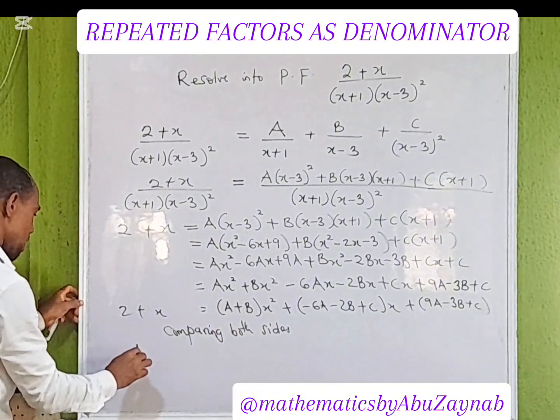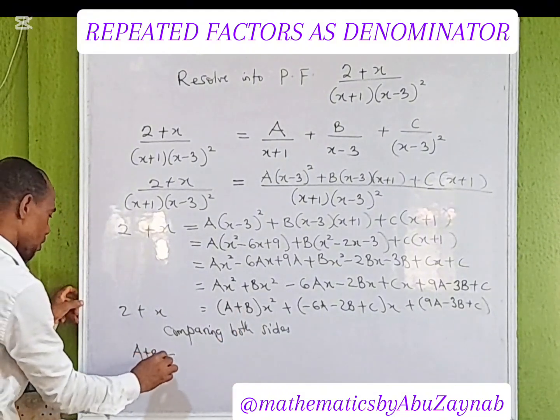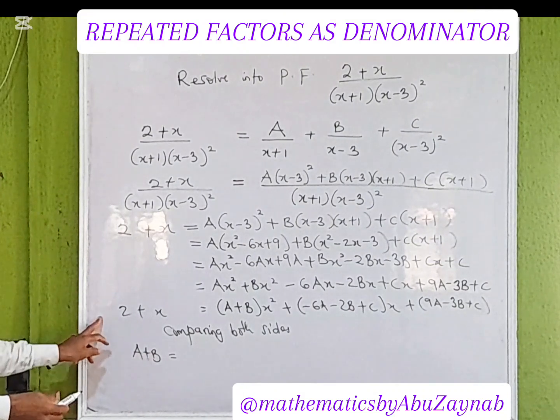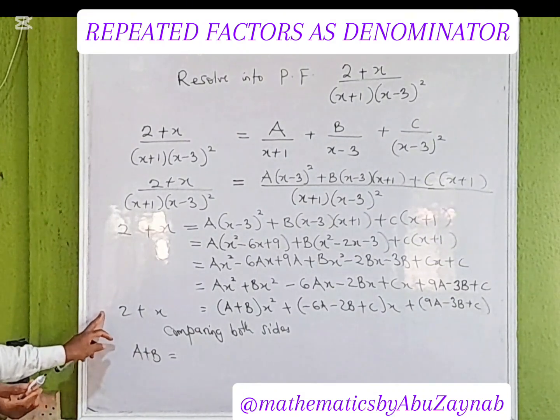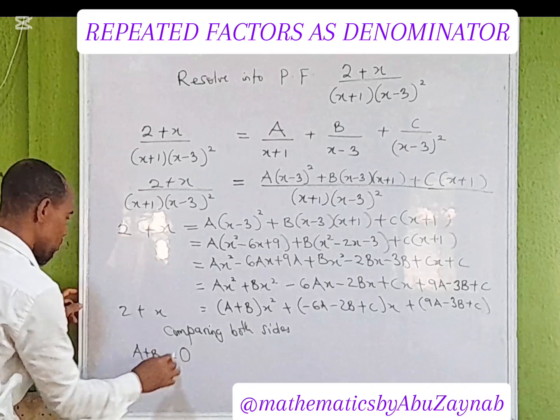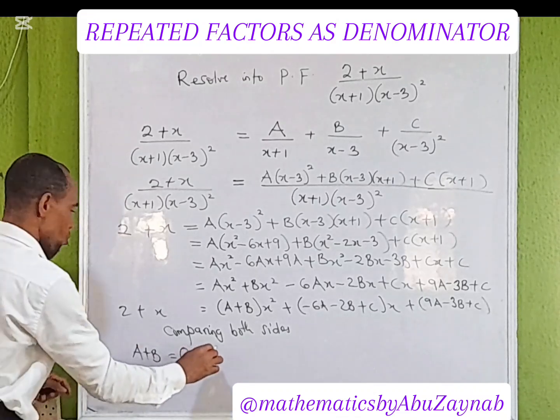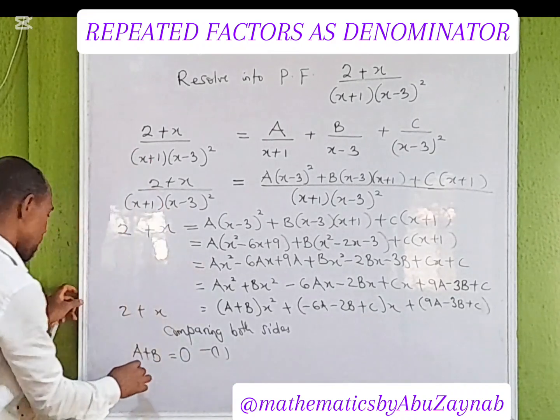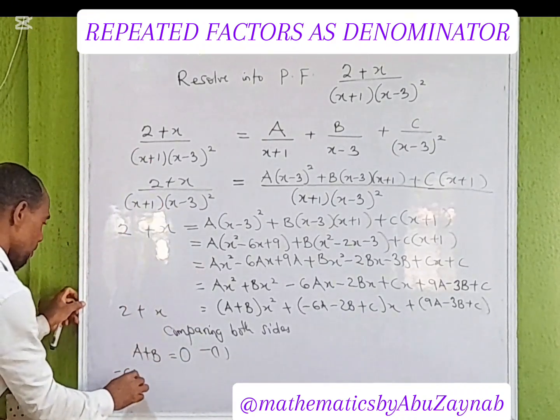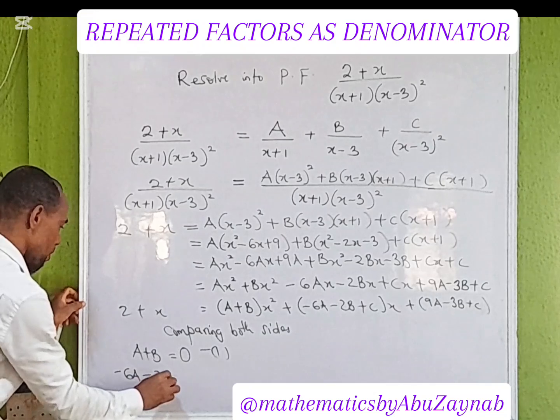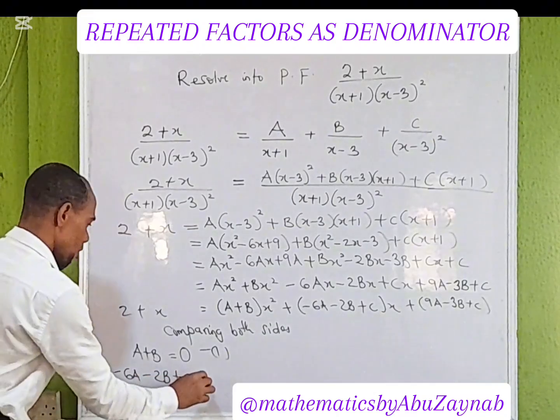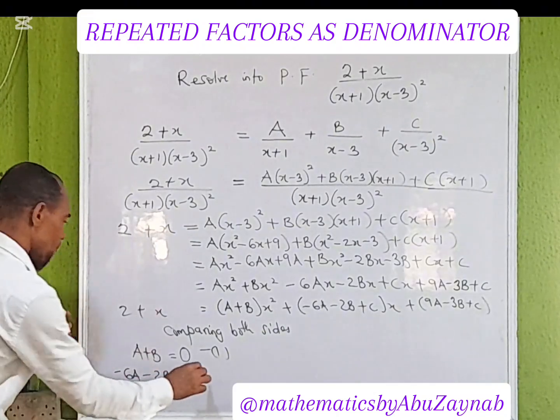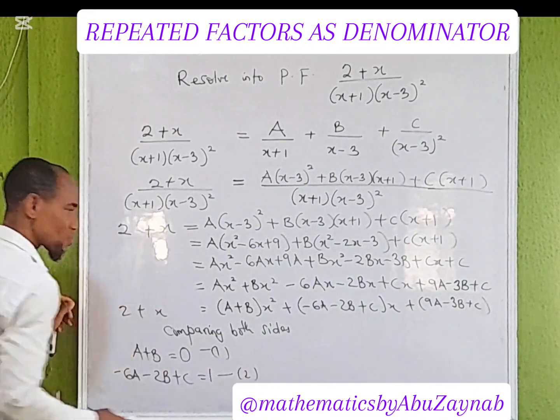So we are going to say a plus b on the right-hand side. For the left-hand side, there's no term in x squared, hence the coefficient there will be 0. We call that equation 1. Similarly, for the x, we have the coefficient as minus 6a minus 2b plus c. On the right-hand side, the coefficient here is 1. We call that equation 2.